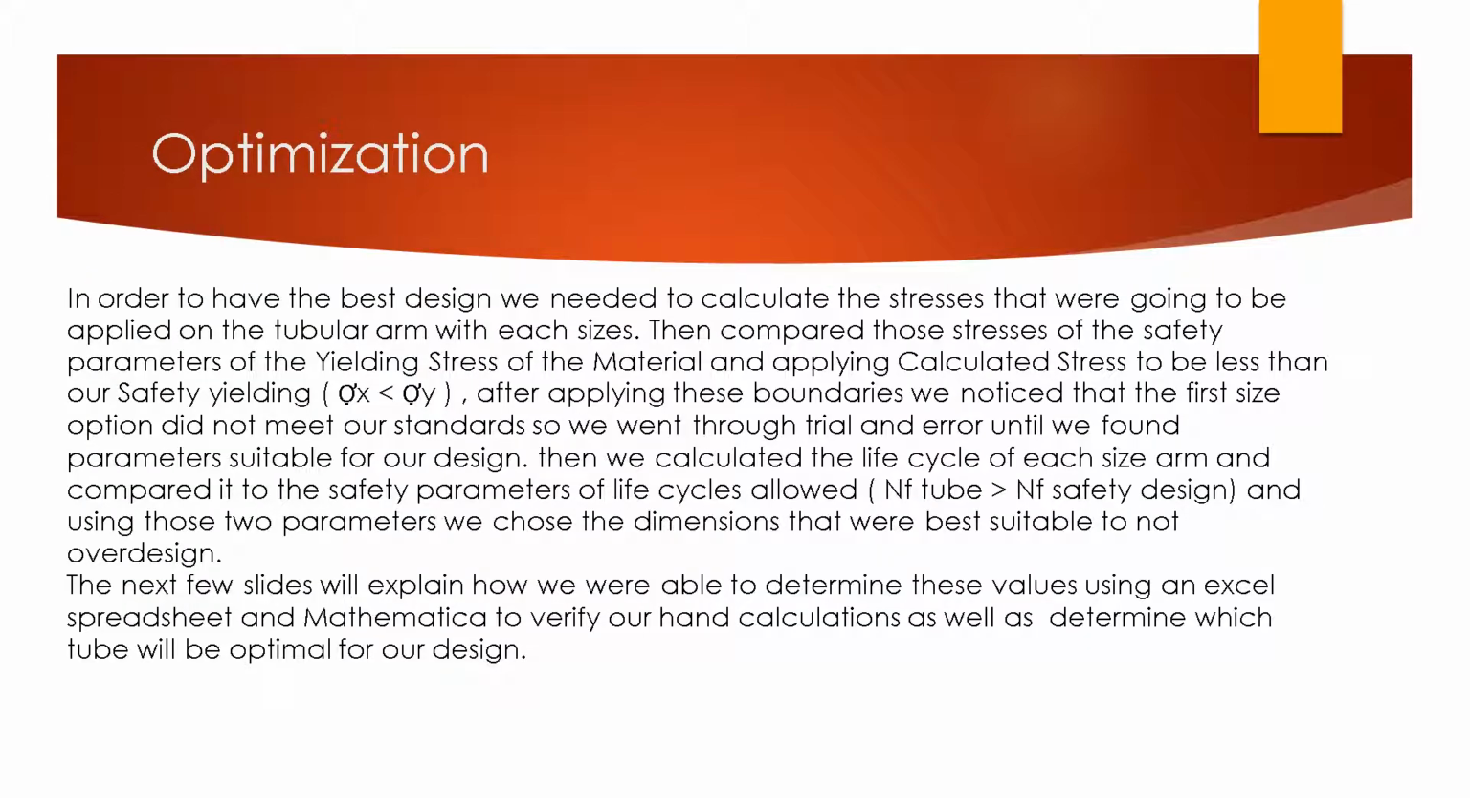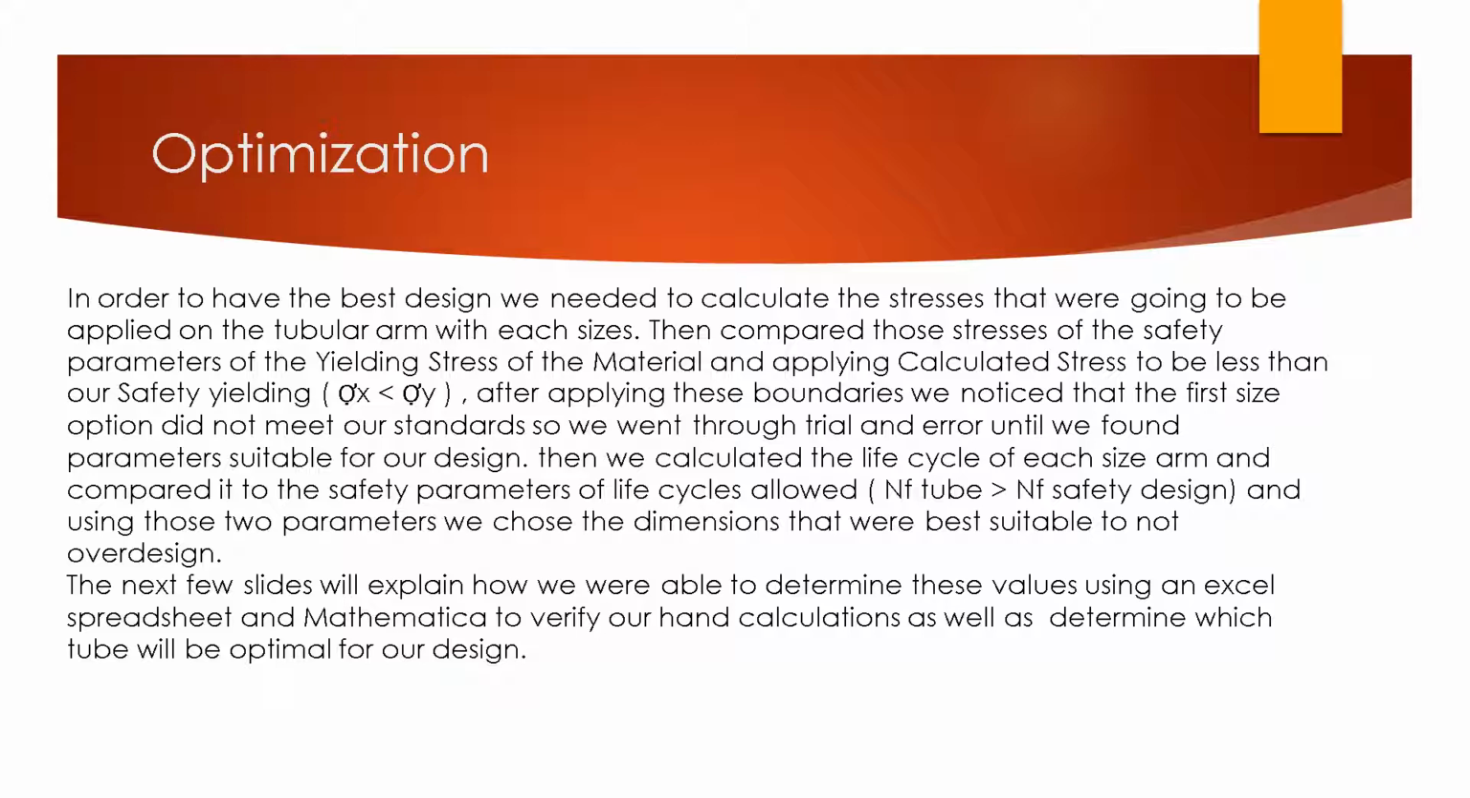In our optimization, in order to have the best design, we needed to calculate the stresses that were going to be applied on the tubular arm at each size, then compare those stresses to the safety parameters of the yielding stress of the material, applying the calculated stress to be less than our safety yielding, which is stress X less than our stress Y. And after applying these boundaries, we noticed that the first size option did not meet our standards, so we went through trial and error until we found suitable parameters for our design.